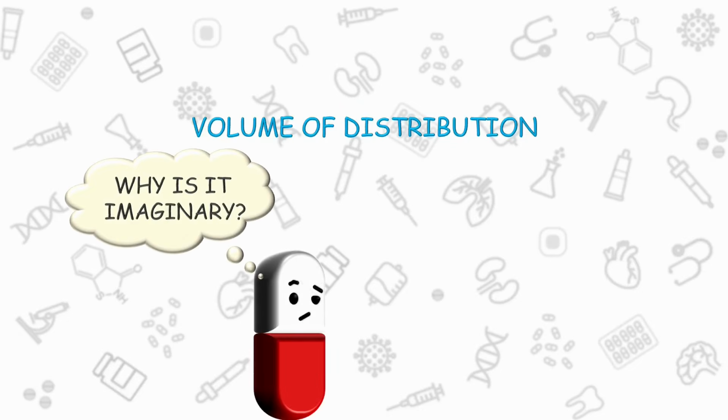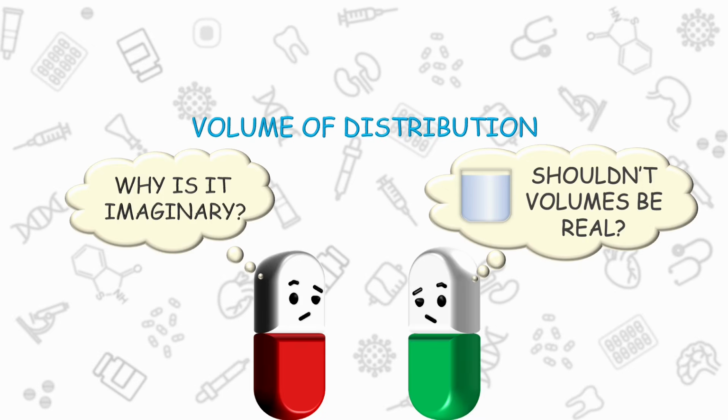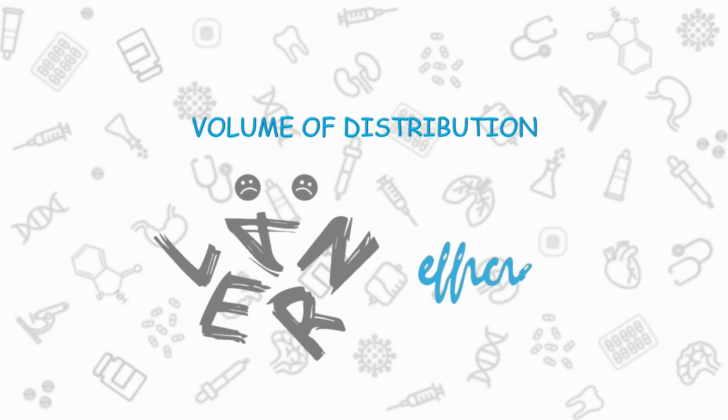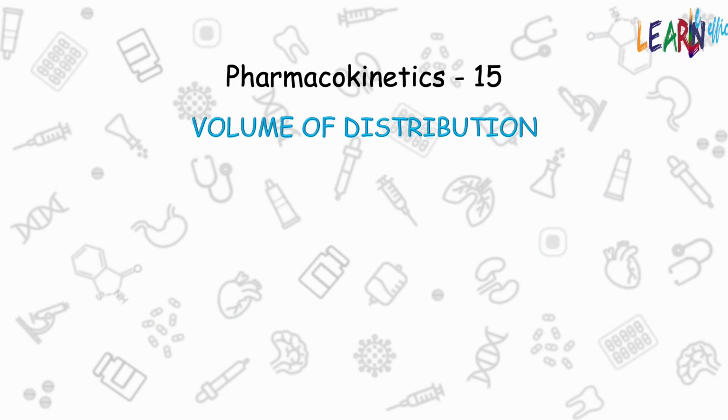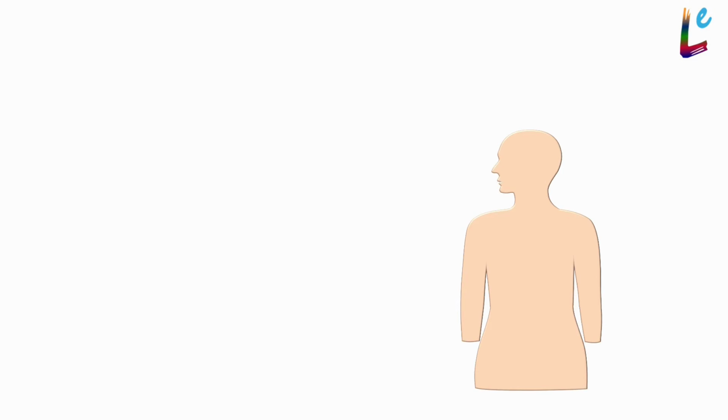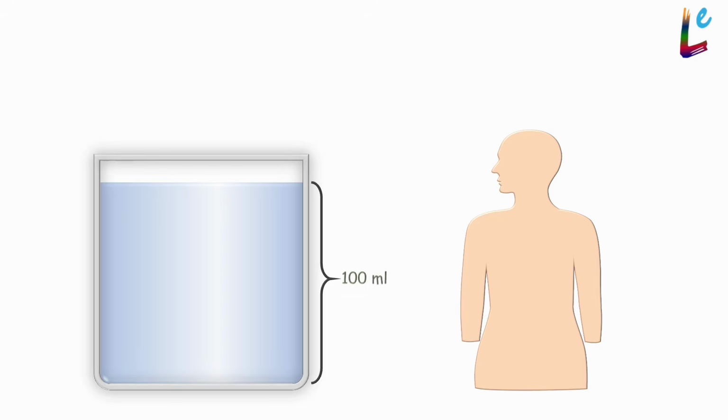Why is the volume of distribution of a drug imaginary? Shouldn't volumes be real? Let's explore this on Learn Efficient Pharmacology. Pharmacokinetics, Part 15. Assume that our body is like this tub containing 100 ml of water.